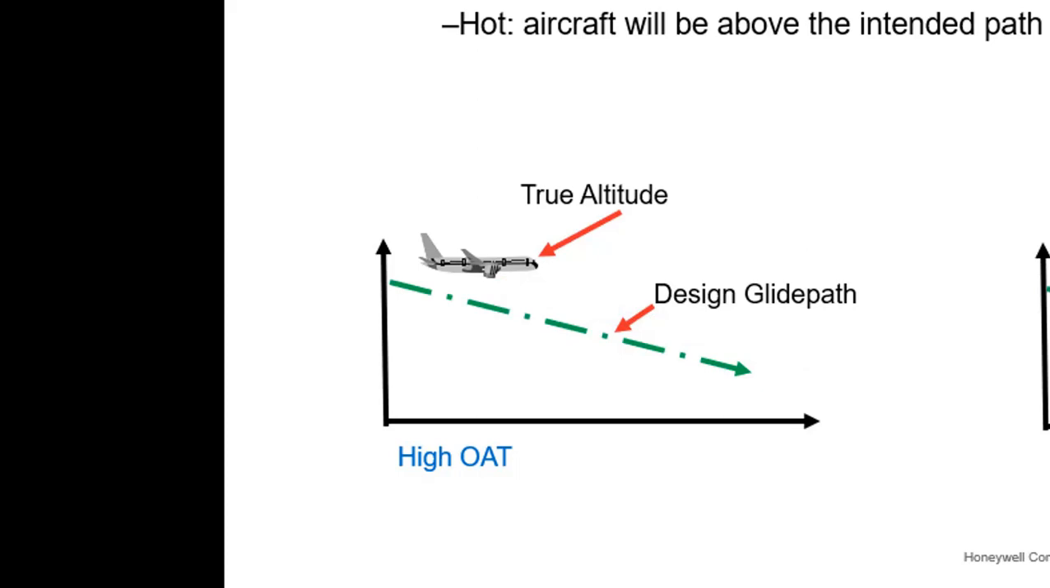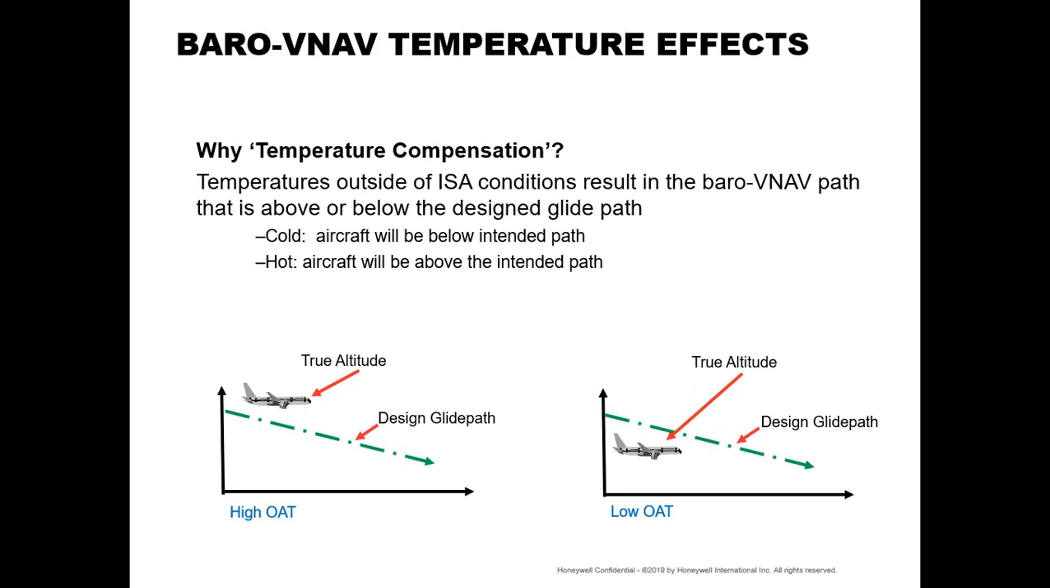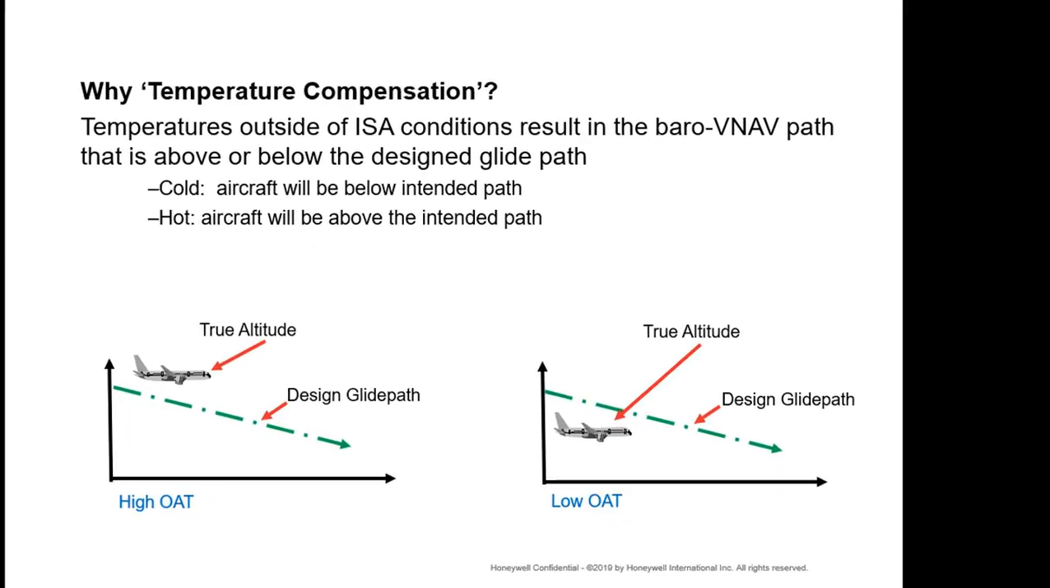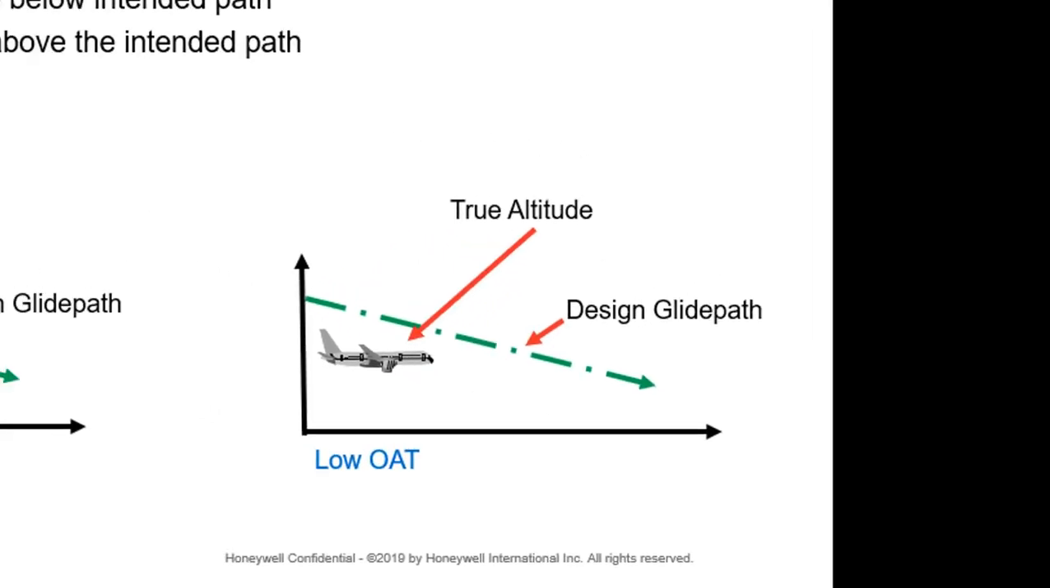Colder, higher density air will result in the aircraft being lower than the barometric pressure altitude indicates. The low outside air temperature illustration on the right shows that while the barometric pressure altitude the pilot may be using shows the aircraft on the published glide path, the aircraft's true altitude is actually below the glide path, putting the aircraft in a non-protected portion of the approach.